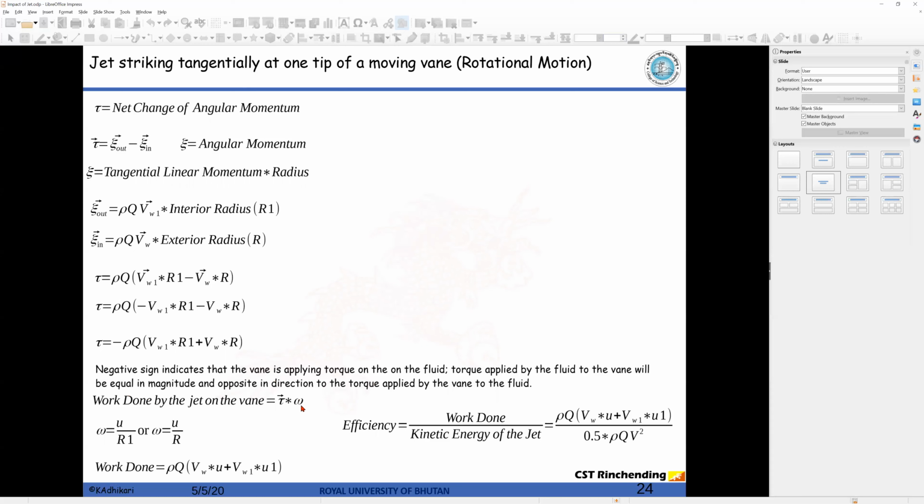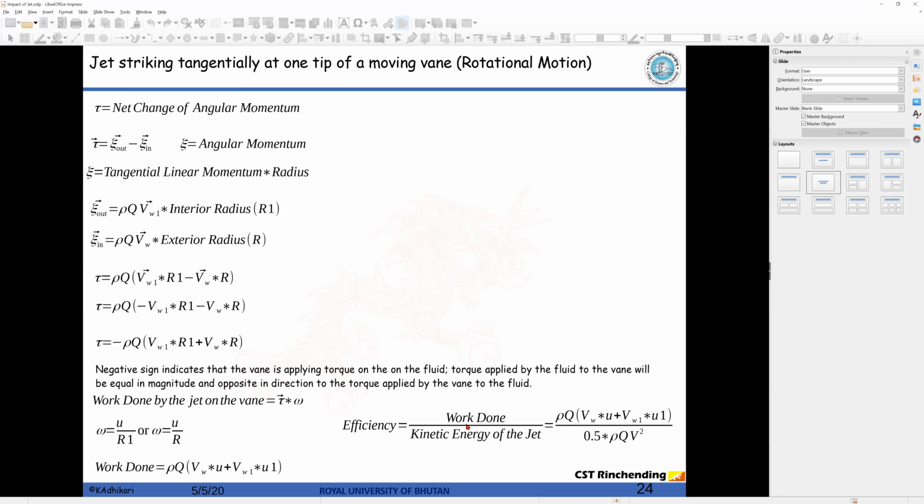Tau is the torque, omega is the angular velocity, and the work done by the jet is given by tau times angular velocity. So you can multiply the angular velocity with this equation and substitute the velocity at inlet and velocity at outlet from this relationship. Further, you put this equation in, and then you can find the work done. The work done is given by this expression. It's tau times omega, and if you substitute, you will get this.